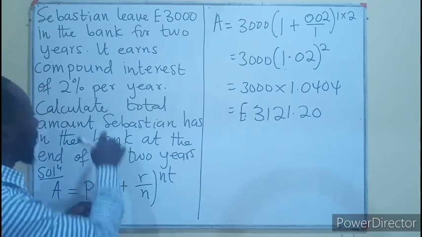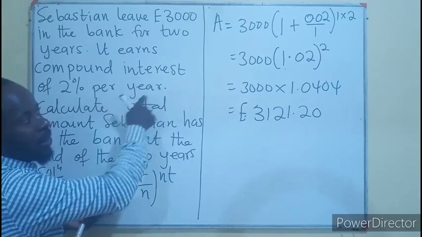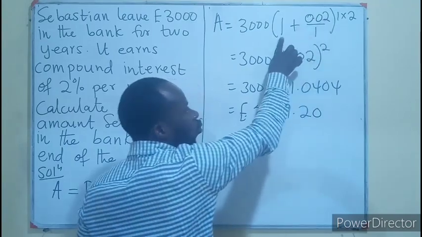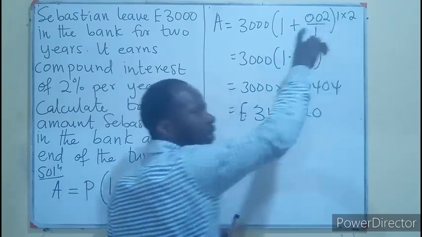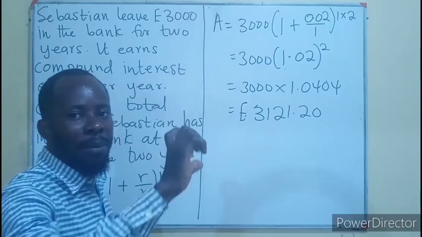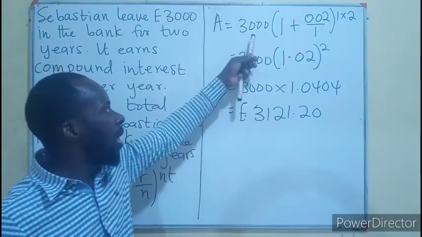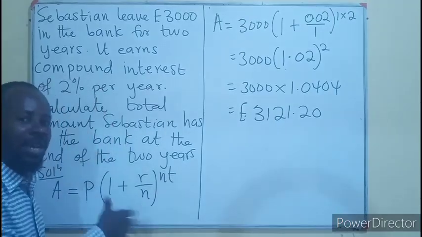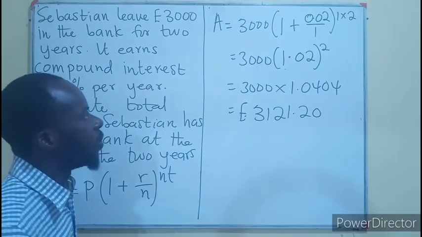So anytime the question is per year, the best thing is just to write the percentage as a decimal, add it to 1, raise it to the power of the number of years, then multiply by the principal in quick succession. No need going through the formula. You can do that right away.